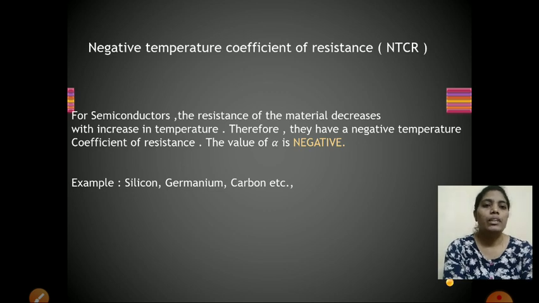Now, negative temperature coefficient of resistance. For semiconductors, the resistance of the material decreases with increase in temperature, which is exactly opposite to the case of metals or conductors. So, as the temperature of a semiconductor increases, its resistance decreases. So, they have a negative temperature coefficient of resistance. The value of alpha is negative for such materials like silicon, germanium, carbon, etc.